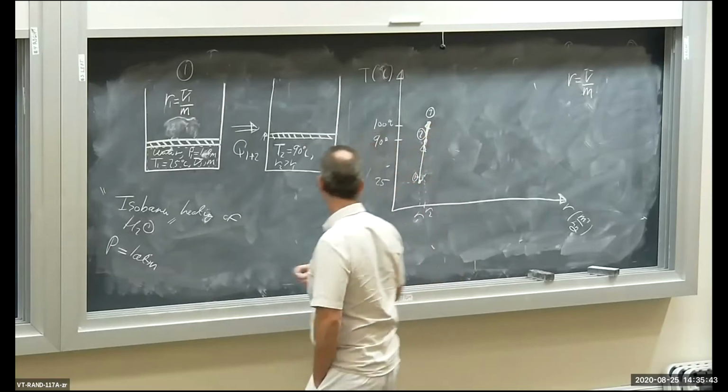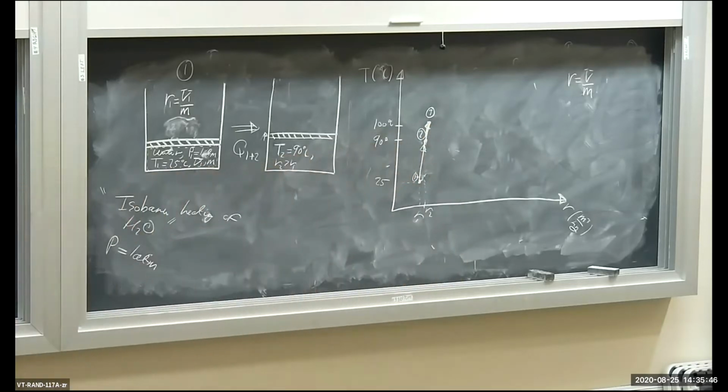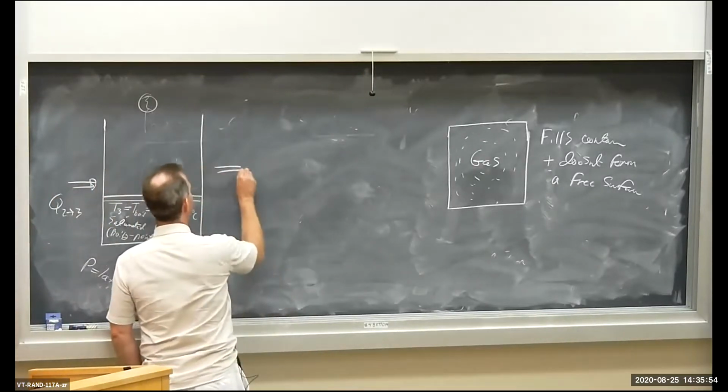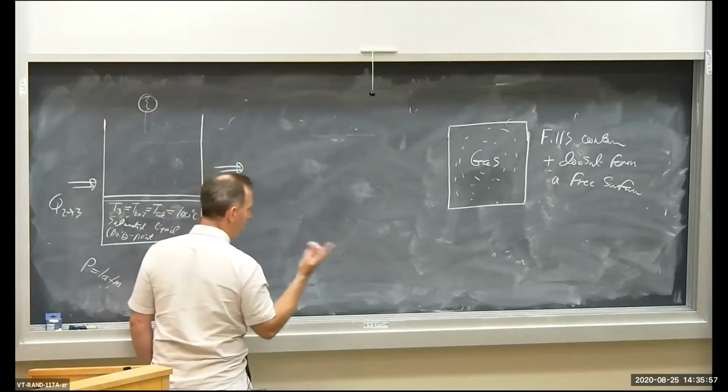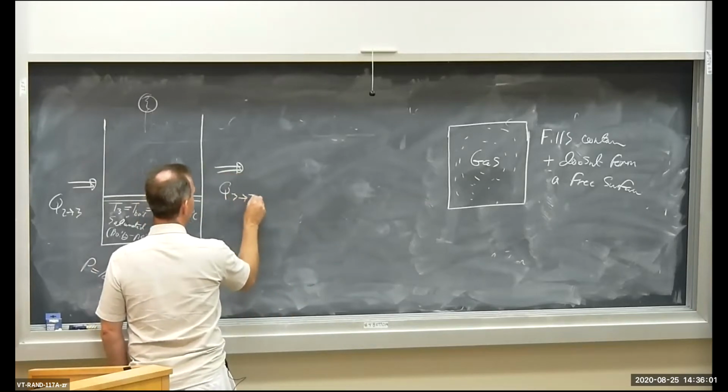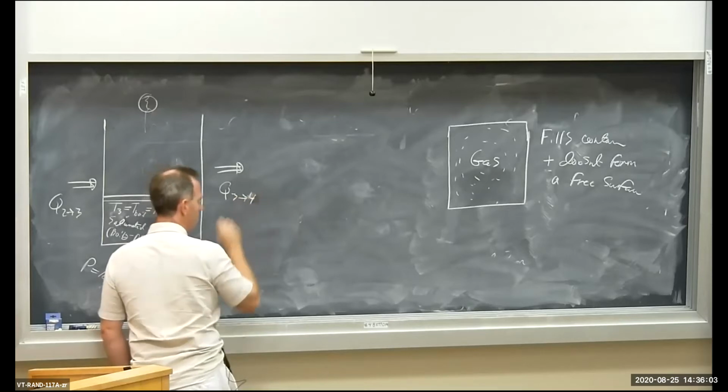So that's state 3. 1 to 2 to 3. Liquid is just ready to boil. Okay, let's add a bit more heat. Remember, we're doing this isobarically at 1 atmosphere. So now we're going to add Q, 3 to 4. We're going to add some heat.